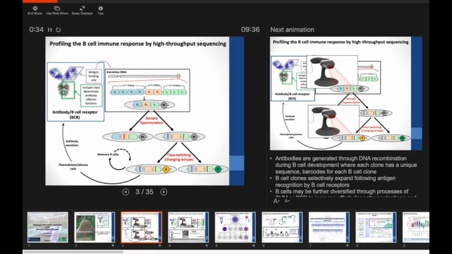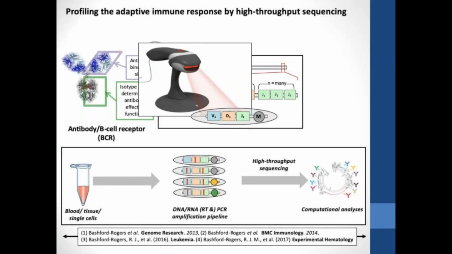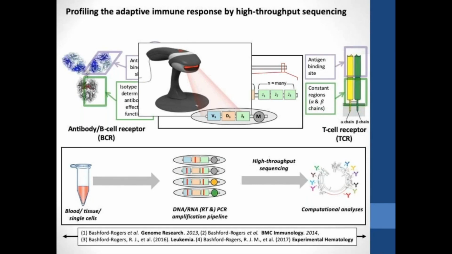This is a highly regulated process, and we've basically seen in the last few days that the VDJ recombination is like a molecular barcode for each B cell clone. And we developed methods, along with many of you, to take blood, tissue, or single cells and perform amplification and sequencing to try and understand the repertoire, what it's doing over time, and many different immunological questions, to lead us on to how we understand health and disease and how to treat diseases better. We can also do a similar thing with the T cell receptor, but I'll really focus on B cells in this talk.